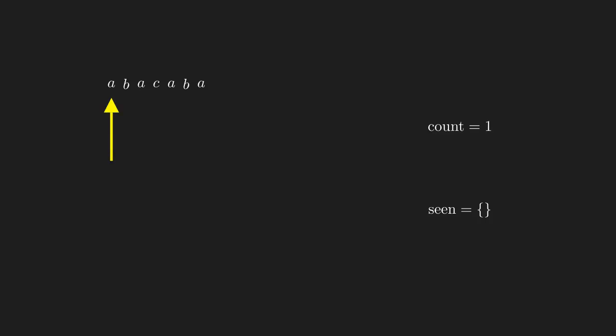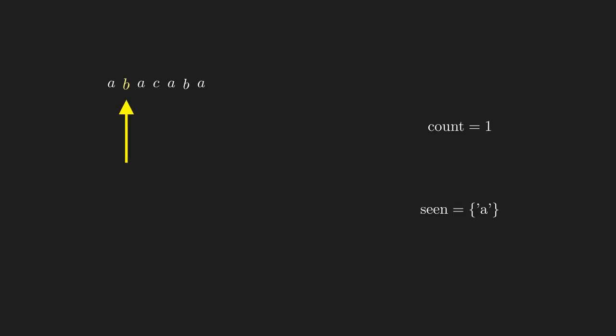We start our loop at index 0. The character is a. We check our seen set. It's currently empty, so a is not in it. This means we can safely include a in our first partition. We add a to our seen set. The set now contains the element a.